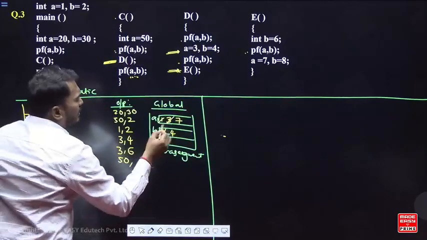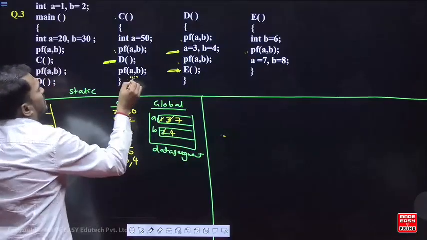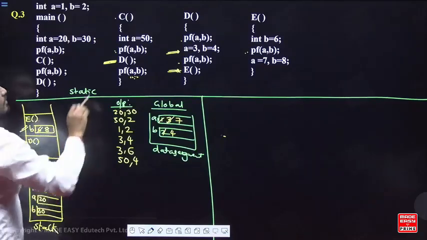Global. What is the value of b here? 4. Okay, look at here. Global mein b ka value 4. Next, function C is also completed. So function C will be deleted from the stack. Go back to the previous calling.